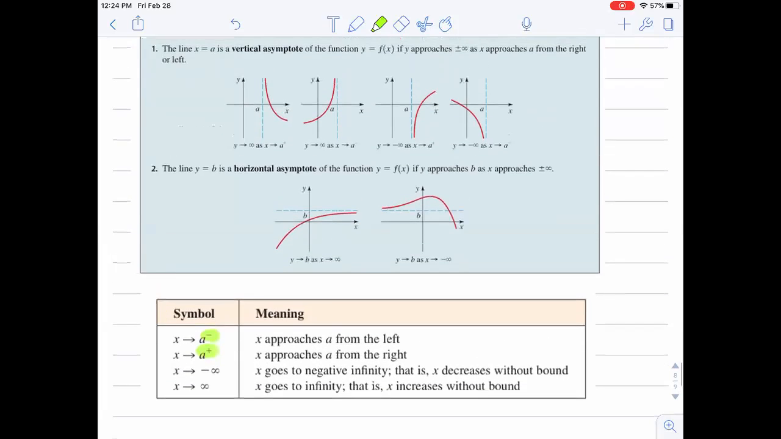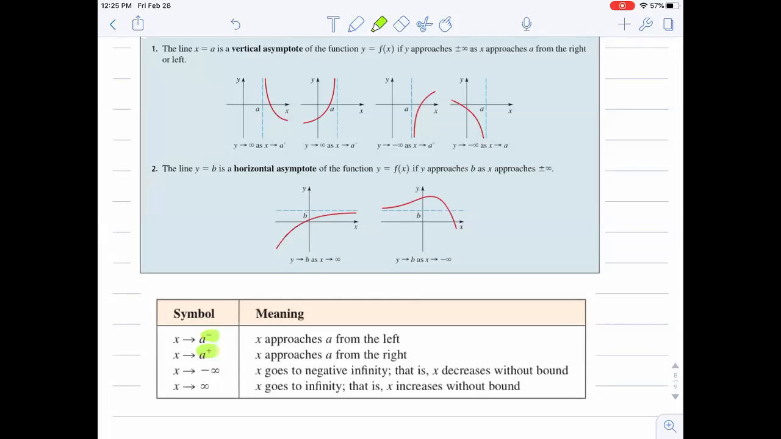And then if it's curving downwards instead, same thing, then y is going to negative infinity as x approaches a from the right, or as x approaches a from the left, it goes to negative infinity. They're going down. And those are our only options. But these a's tell us that we've got an x minus a as a factor in the divisor.